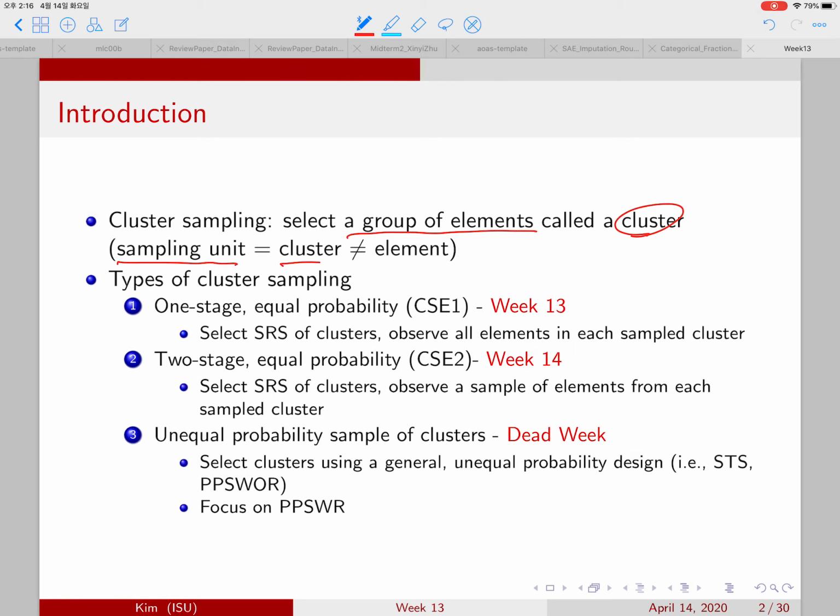The first type of cluster sampling is the simplest one, single-stage equal probability sampling, where we select a simple random sample of clusters and observe all elements. In two-stage sampling, we select a sample of clusters in stage 1, and then in stage 2 we select another sample of elements. That is two-stage sampling. The last one will be unequal probability sampling of clusters.